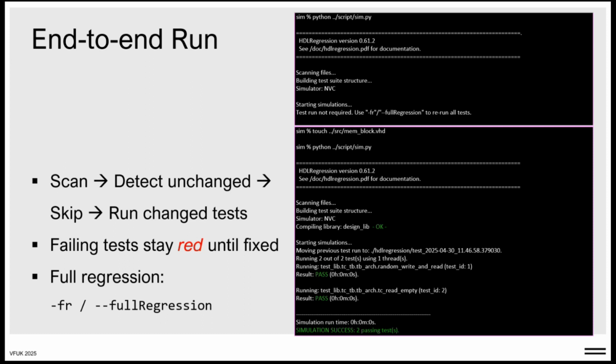Here's an example of a regression run where all test cases passed in the previous run and no changes have been made. HDLRegression tells us that there are no test cases that need to be run, and we have saved unnecessary simulation time. It also tells us that we can use the full regression command line argument to force a full rerun. Then we do an update of a file. HDLRegression detects this change and figures out what needs to be recompiled and tested, backs up our previous runs, and starts compilation and simulation.